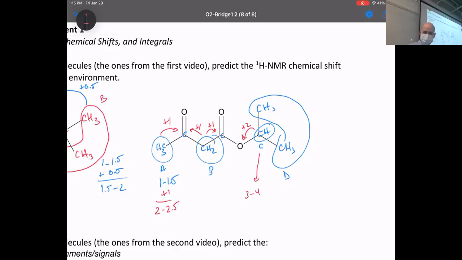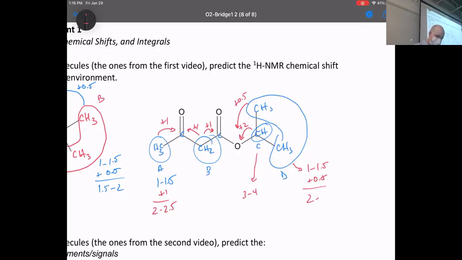So D, we've done something exactly like this one before, this D, where it's 2 doors down from an oxygen. So where would we expect this guy to show up? Yeah. So instead of like 1 to 1.5, we could add a quarter to it because that oxygen is 2 doors down. So, oops, 1.5 to 2. Again, because they're CH3s, they're probably on the lower end of that.